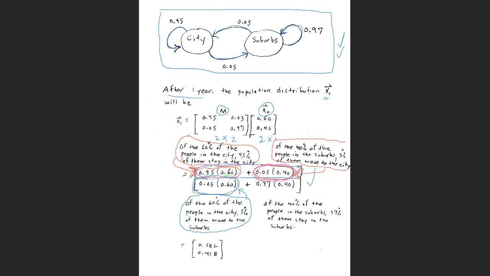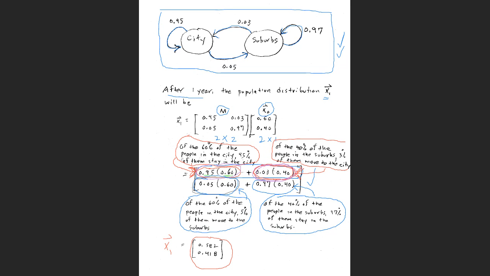0.05 times 0.60. On the other hand, people who live in the suburbs, some of them will stay in the suburbs, 97%. So of the 40% of people in the suburbs, 97% of them are going to stay in the suburbs. So that's the 0.97 times 0.40 portion. And so when you do the multiplication, you're going to get 0.582 and 0.418. That's going to be what X1 is.